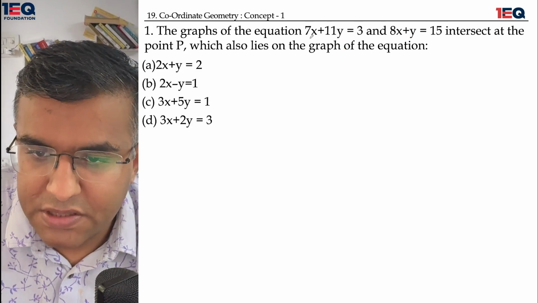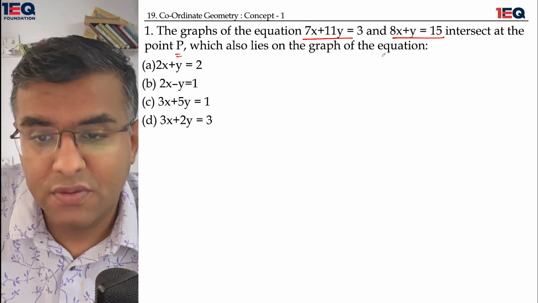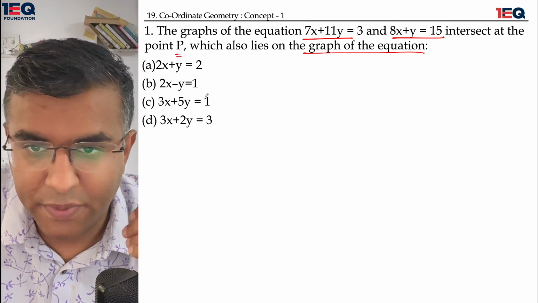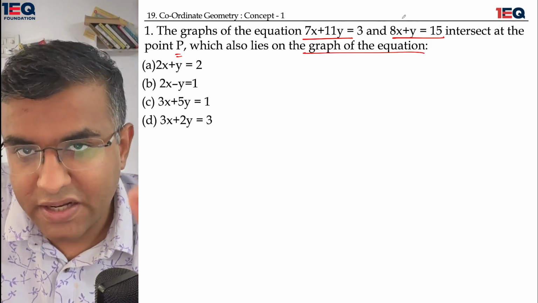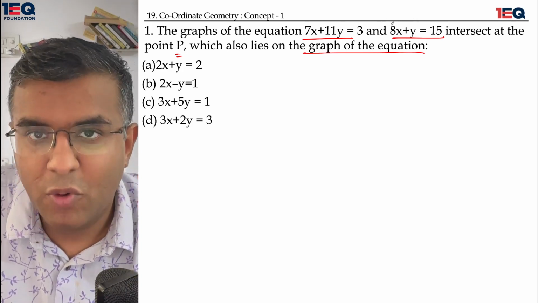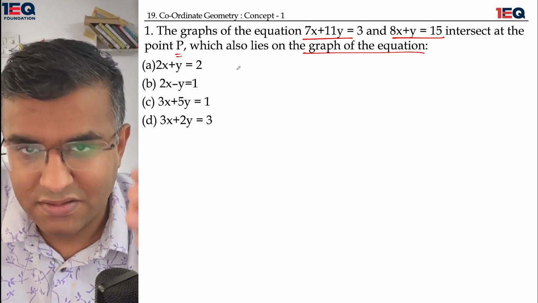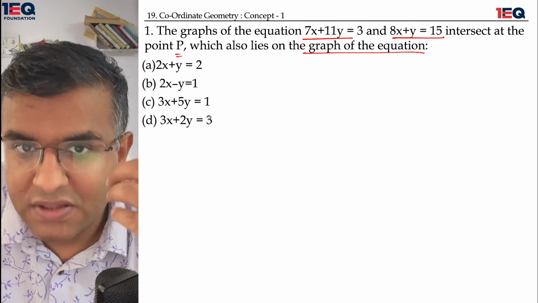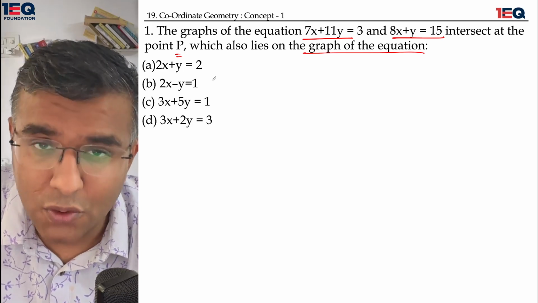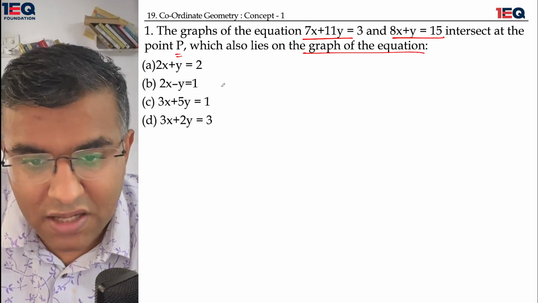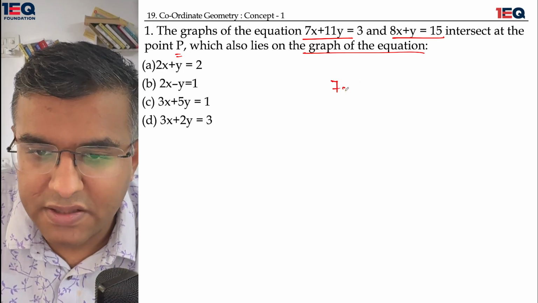The graph of the equation, this and this intersect at point P, which also lies on the graph of the equation. The four equations are given to us. So what would we do? We would first try to find out the intersecting point P. Once we have the intersecting point P, we would use that point P and put the values of its coordinates, which would be x and y, into all these equations. Wherever we find the equation to be satisfying or the output to be 0, that is what would be my final answer. Okay, let me not waste any time and just write things down.